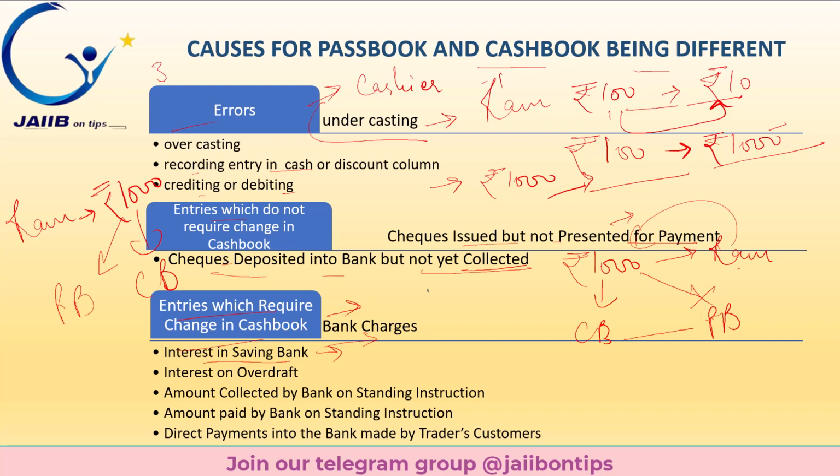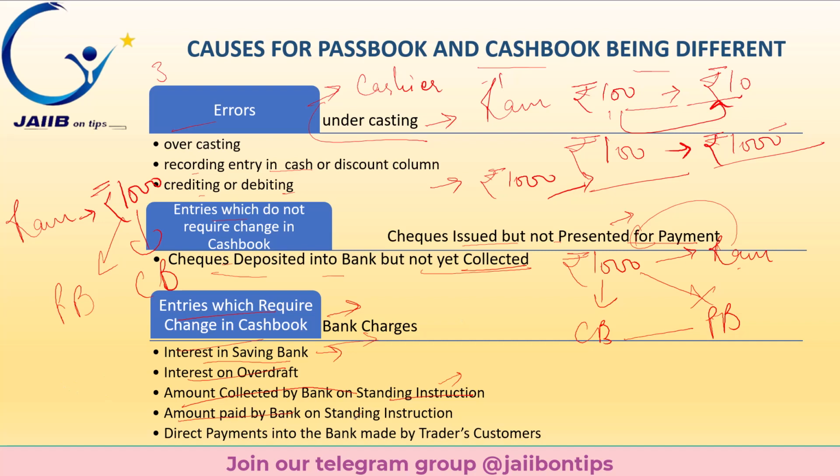So whenever we reconcile the cashbook and the passbook, we get to know that the bank has given me interest in my saving bank account. So I will correct my cashbook, right, according to it. Similarly, interest on overdraft. Similarly, amount collected by bank on standing instruction. I didn't get to know about it, but when I check my passbook that the bank has collected this much amount in my bank account, I will correct my cashbook, right?